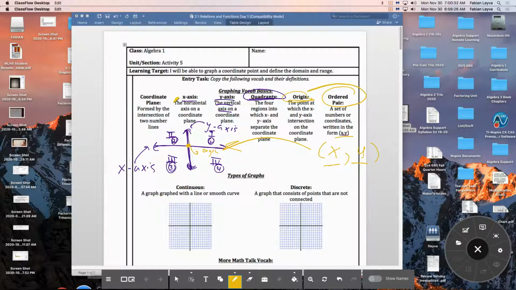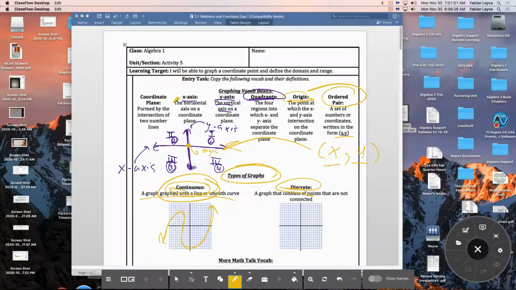So before we start getting into using these vocab terms, let's talk a little bit about graphs and give you more vocab. There are 2 types of graphs that we are going to be covering. One is called continuous and one is called discrete. A graph with a line or a smooth curve is known as a continuous graph. If you have any graph just like this one and it is smooth and continuous, notice that I could draw this graph without lifting my pencil. It is called a continuous graph.